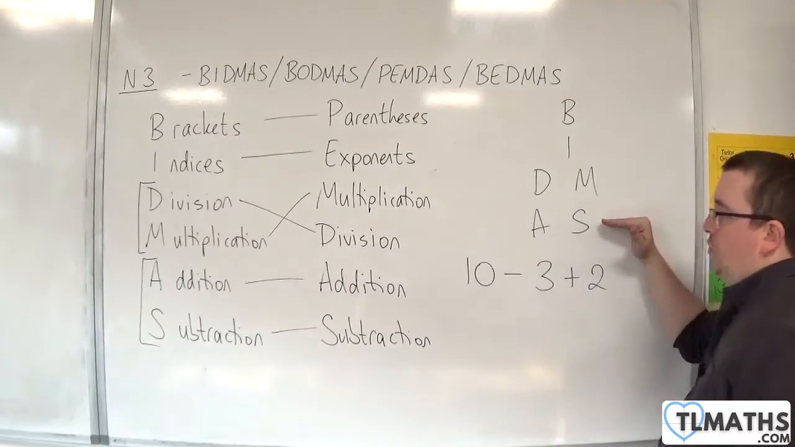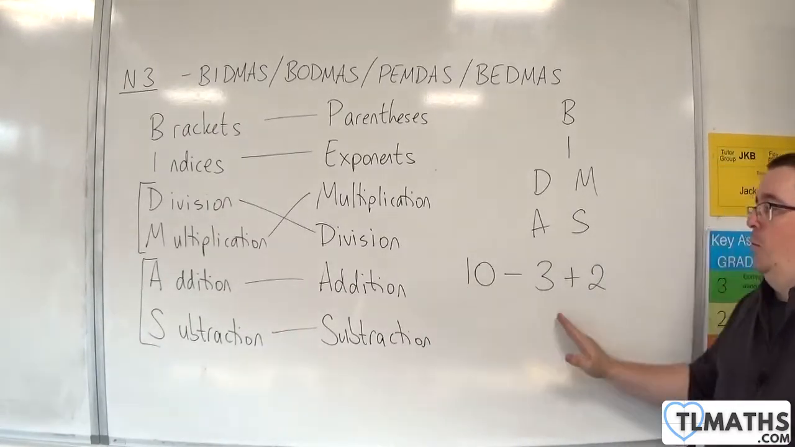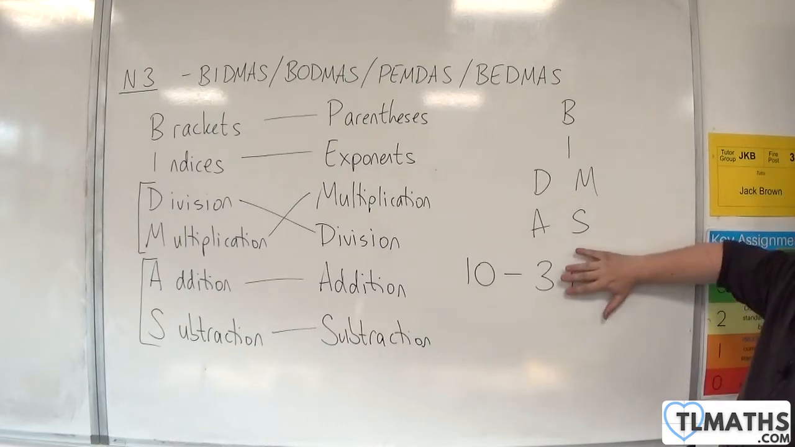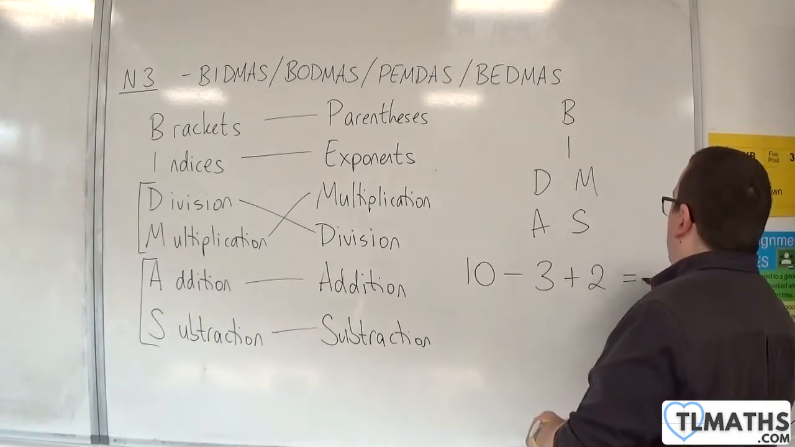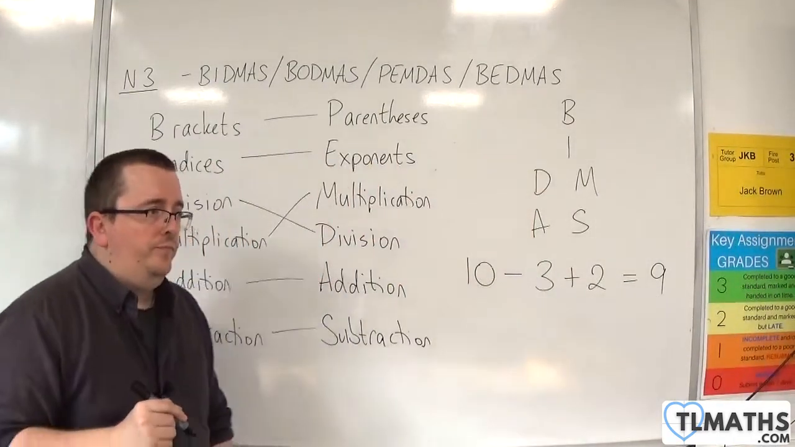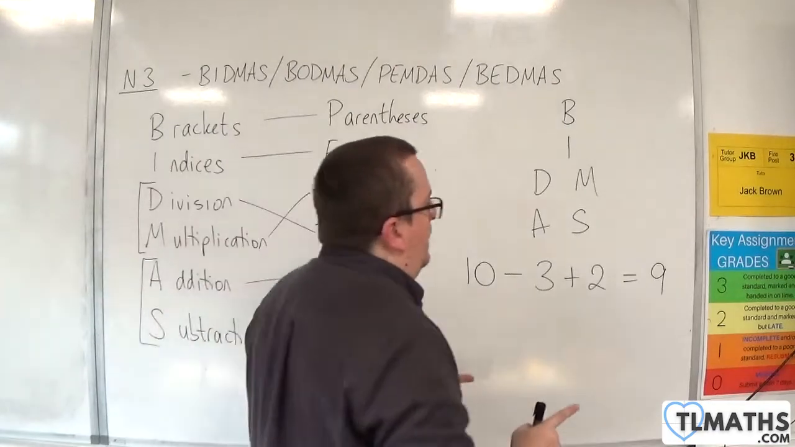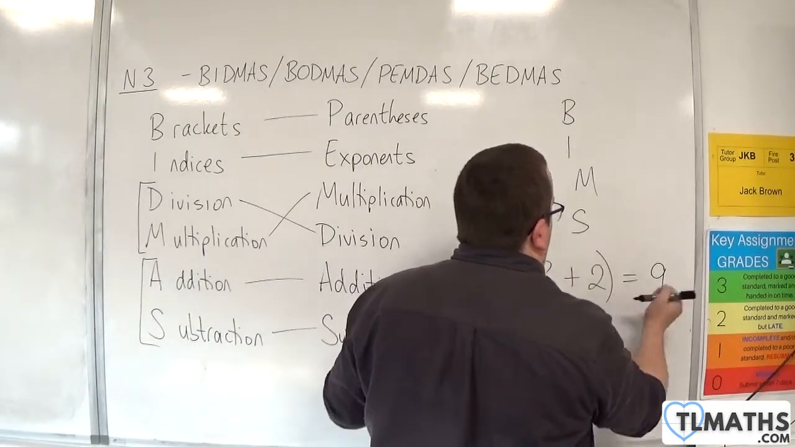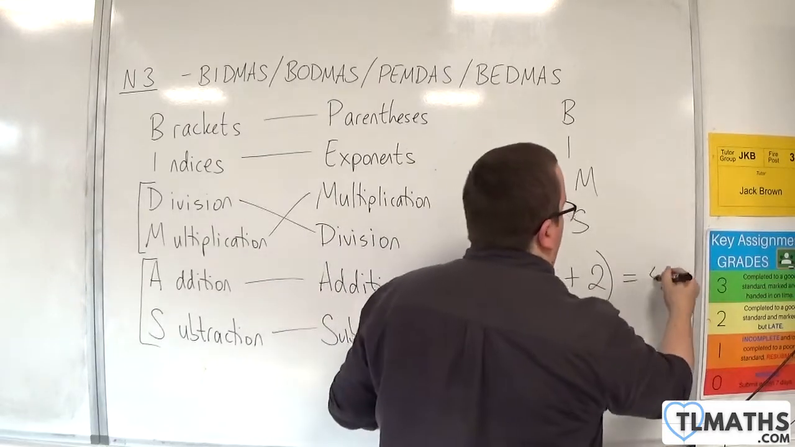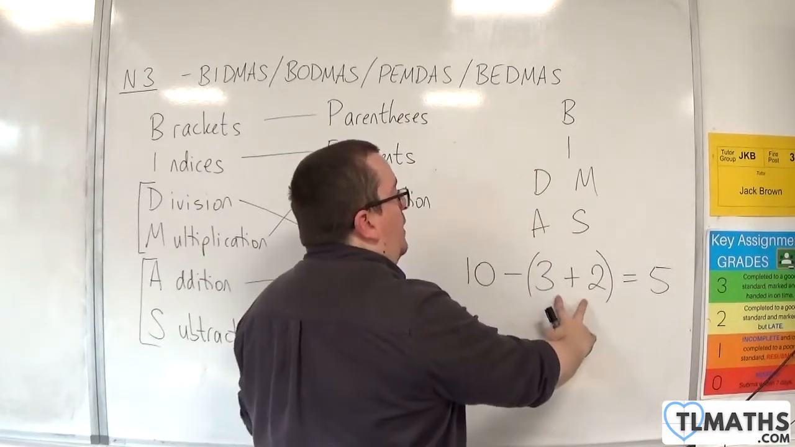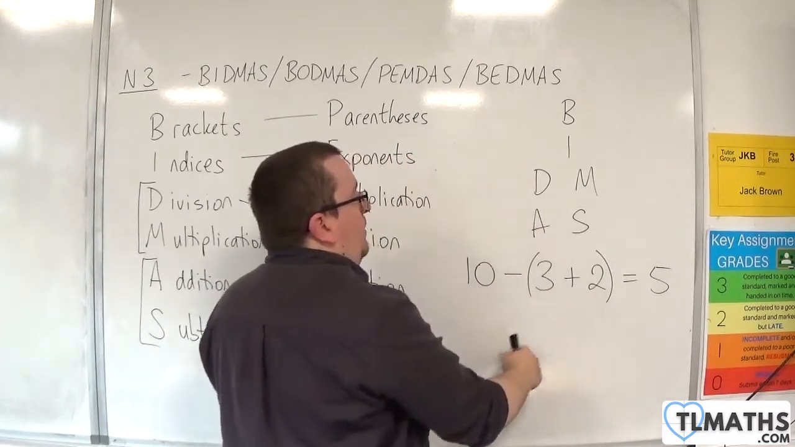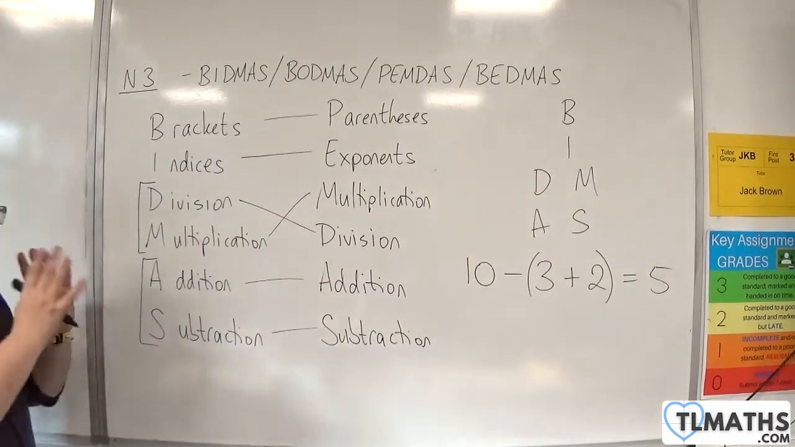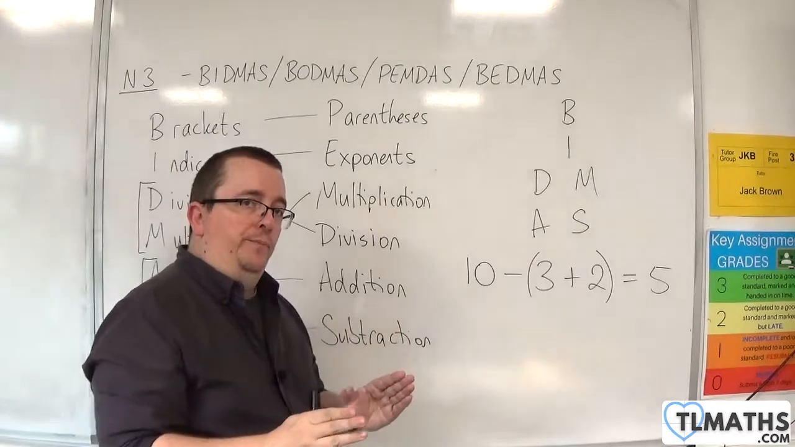When you've got addition and subtractions, you should always start from the left and work your way to the right. So you're going to do 10 take away 3 first, which is 7. Then add the 2 is 9. So the correct result here is 9. If it was to be 5, you would need brackets around the 3 and the 2. 3 plus 2 is 5. The BIDMAS would tell me to do what's in the brackets first. 3 plus 2 is 5, 10 take away 5 is 5. So I would have to put brackets in order to get that result.